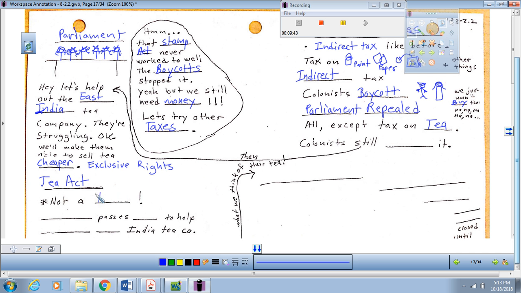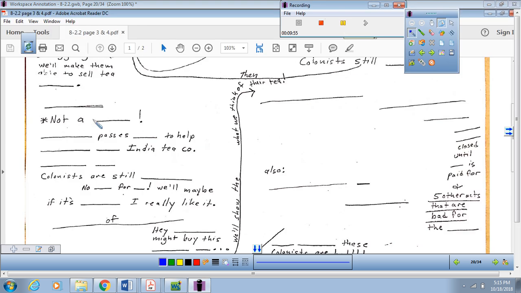Now, the Tea Act was not a tax. It was a law that gave the British East India Company exclusive rights to sell tea in the colonies. So, once again, the Tea Act is not a tax. You already had that written, but I need to emphasize it. And what it was, Parliament is helping out a company by giving them exclusive rights. They pass laws to help the British East India Tea Company.